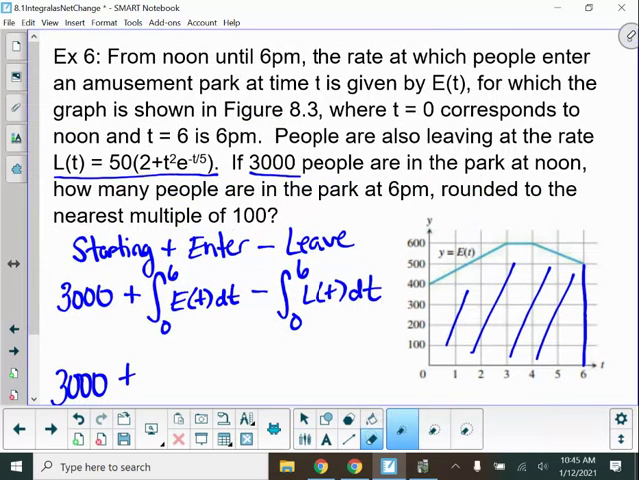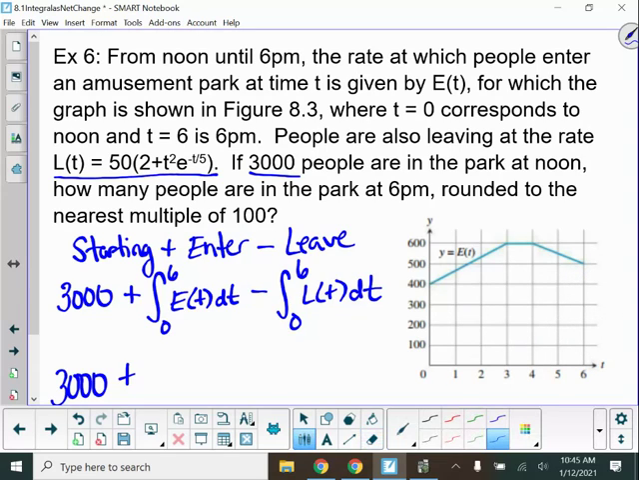So let's go back to this picture here. Let's use some geometry. Notice what each box represents. Going up on the y's, I'm counting by 100s. And on the x's, I'm counting by 1s. So I do have this big rectangle. It's a 6 by 400 rectangle, so that is going to be 2,400.